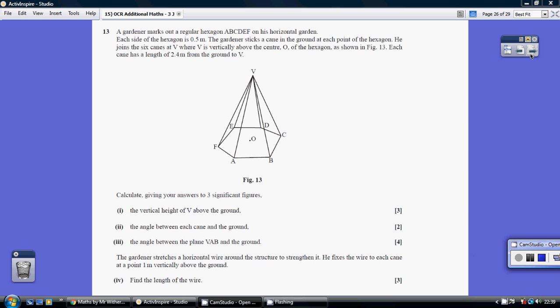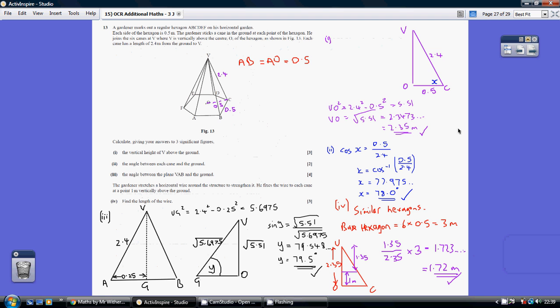Question 13. So part 1, the vertical height of V above the ground, so basically the length VO. I'm going to consider the triangle VOC, which I've put over here. Well, clearly the length VC is 2.4 from the question.